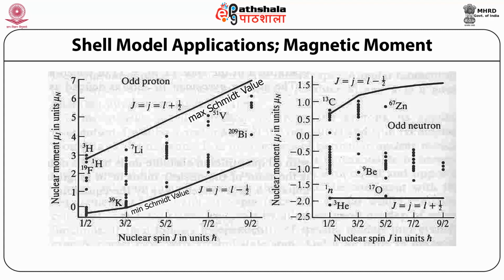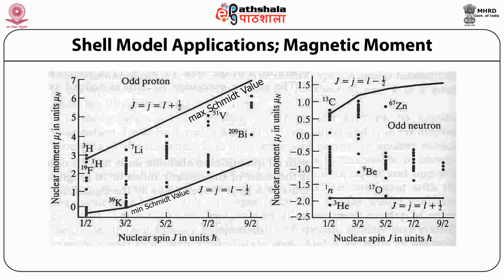So, we are continuing with our discussion about the applicability of shell model in determining the ground state magnetic moment of nuclei. We are discussing the case of odd nuclei. Here in this slide, basically two pictures are shown. One picture on the left hand side is odd proton. On the right hand side, we have odd neutron. In both pictures, the magnetic moment is represented in terms of nuclear magneton as a function of nuclear spin in the unit of h bar.